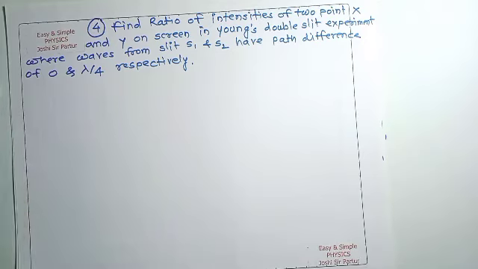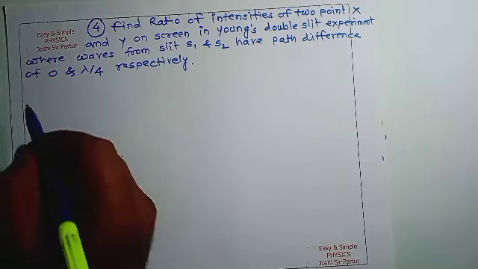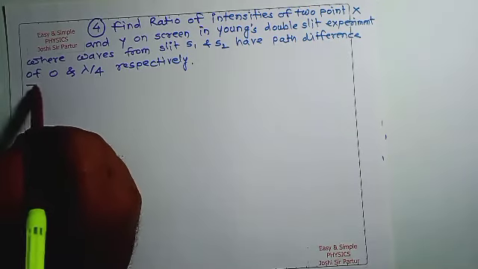Again, here another example will be given, that is find the ratio of intensities of X and Y on screen. In Young's double slit experiment, where the waves from slit S1 and from slit S2 have path difference 0 and lambda upon 4. So data is given, this example having data.